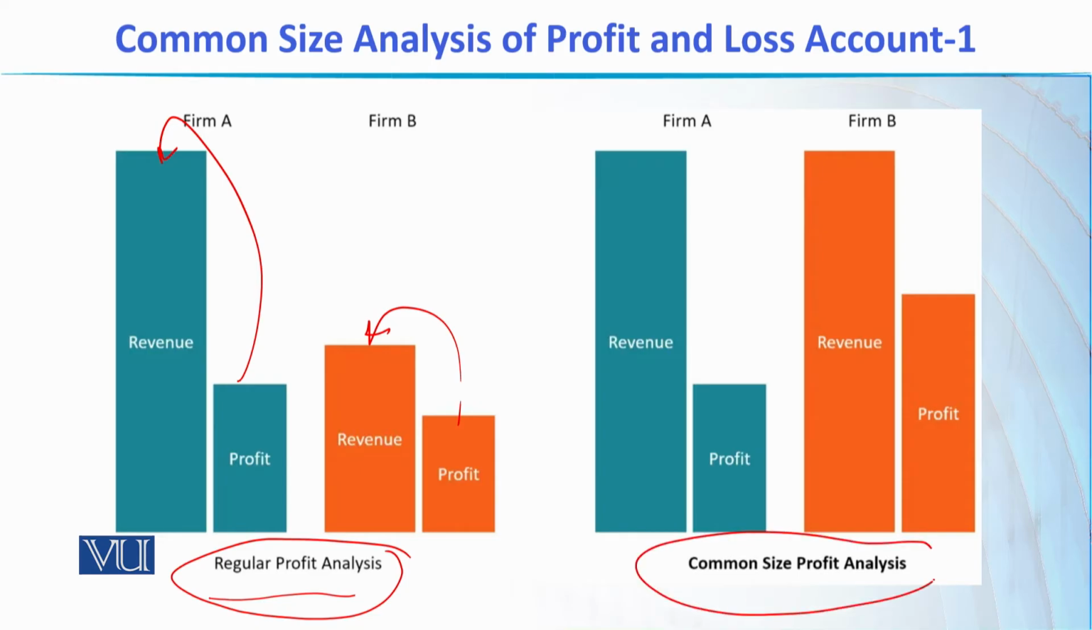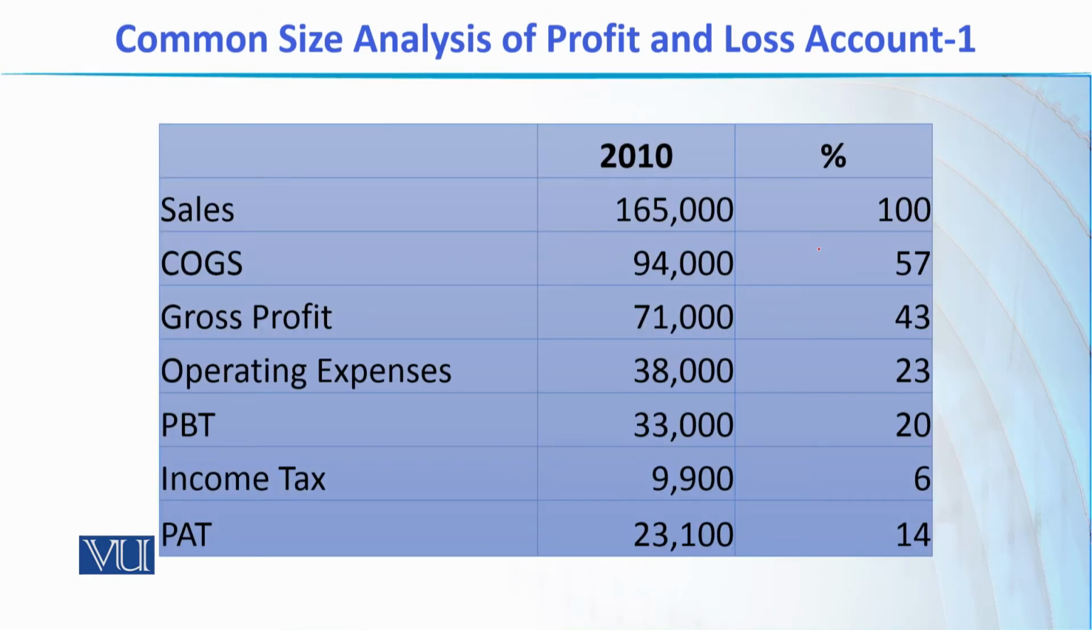Now, this is the common size profit and loss account analysis. And now you can see that comparing the two, firm B has a higher percentage of profit, a higher margin of profit as compared to firm A. So this is another advantage of performing common size analysis, where you can very easily, very candidly compare two different businesses, two different firms, or two different companies.